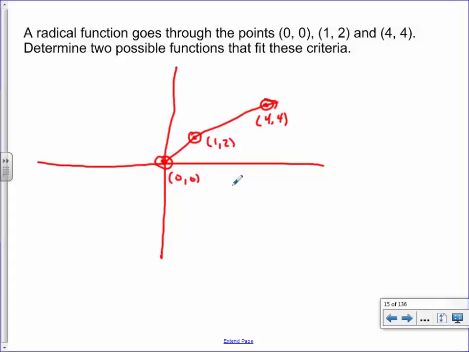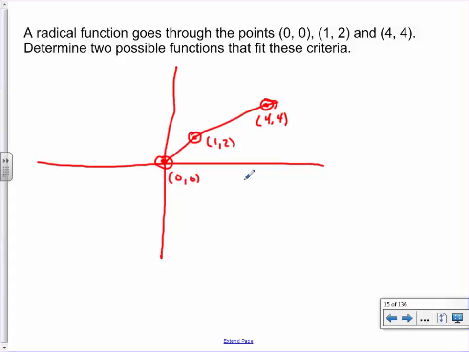In order to write a function for a square root graph, unfortunately, is way trickier than writing a function for polynomials. When I ask you guys to write a function for polynomials, we write out the roots, we throw an a value in front, and we plug in some numbers to find that a value. To write a function for a square root graph, I don't have a trick that works.